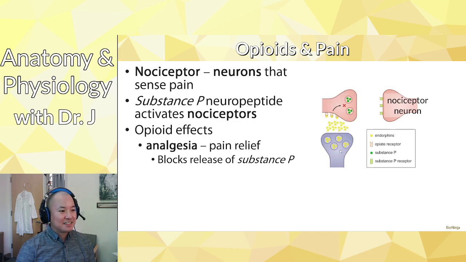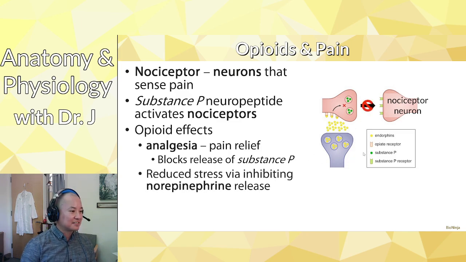So here's the key right here. Endorphins are a type of opioid. Endorphins will bind to these opioid receptors over here, and this tells this neuron, or this axon terminal, not to release substance P. If you don't release substance P, you don't get pain signals. So opioids do not block the nociceptor directly. They just prevent substance P from being released.